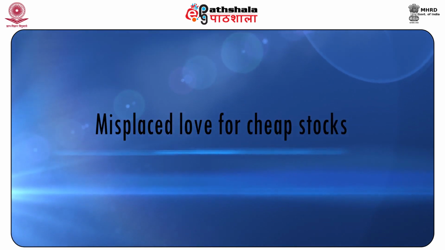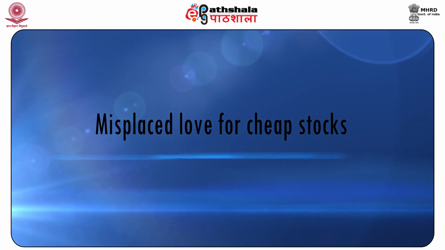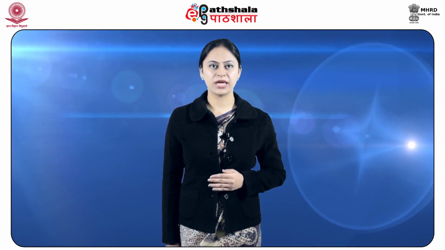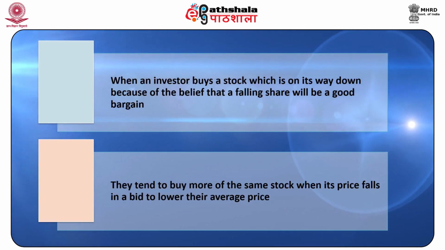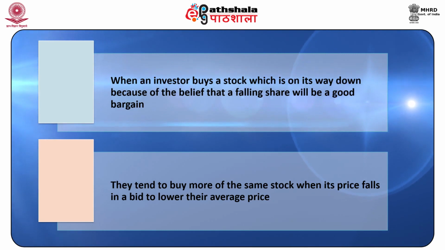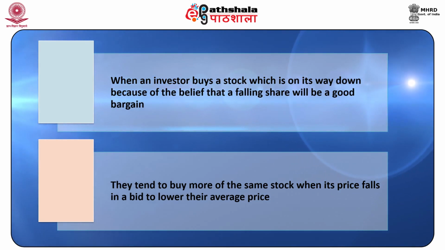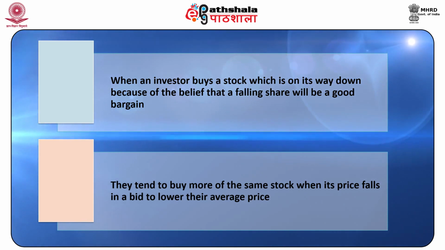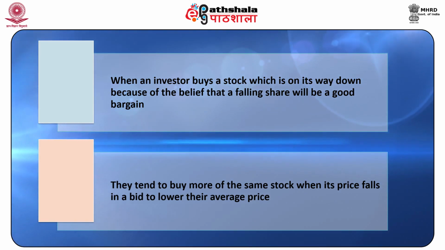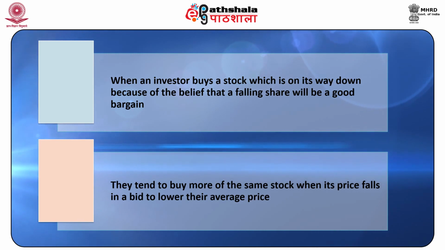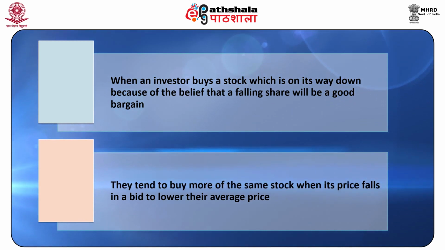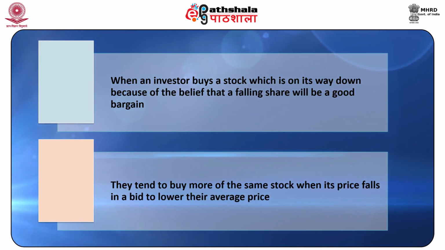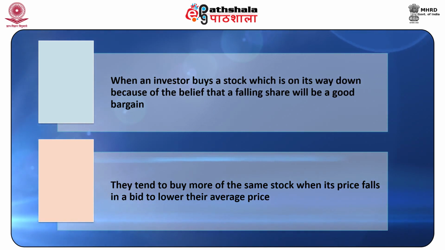Sixth, misplaced love for cheap stocks. Investors often have a weakness for cheap stocks. This is revealed in the following behavior. First, an investor buys a stock which is on its way down because of the belief that a falling share will be a good bargain. Second, they tend to buy more of the same stock when its price falls in a bid to lower their average price.